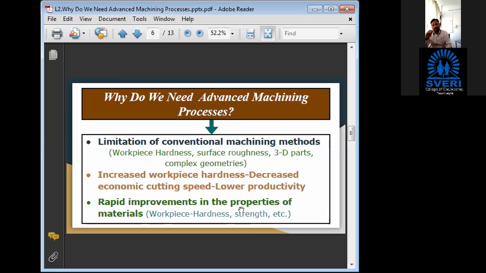So some of these super alloys have hardness as good as or even more than our cutting tool metal hardness. Hence, due to the complex geometry of your 3D component, it is very difficult to machine them using your conventional machining process or conventional machining tool.